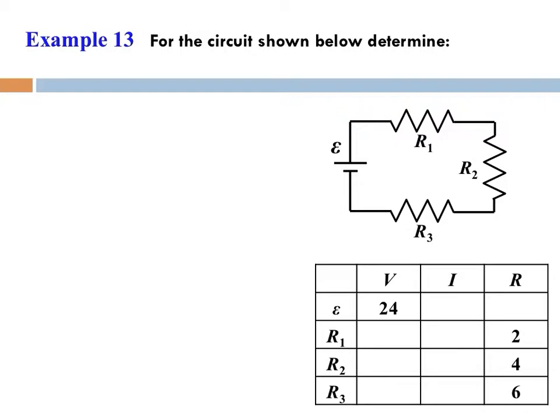Now this one is strictly 3 resistors that are in series, and we're given that our first resistor has a resistance of 2 ohms, and our second one has 4 ohms, and our third one has 6 ohms. Now to find the equivalent resistance, this is for a circuit, we have 3 resistors in series, we simply add them up.